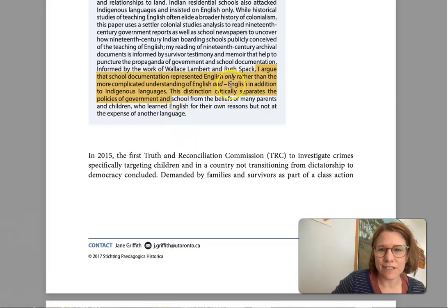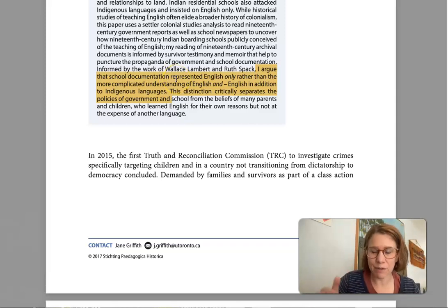But Griffith is saying that the residential schools, from the documentation that she's been reading from archives and old newspapers that were published in the schools, she's done a lot of research. She's saying from all these archival documents that she's found that the schools had an English-only policy or understanding of language. They didn't want the students to gain another language. They wanted them to lose their mother tongue, their original language, and speak only English. So there's a distinction there that she's creating.